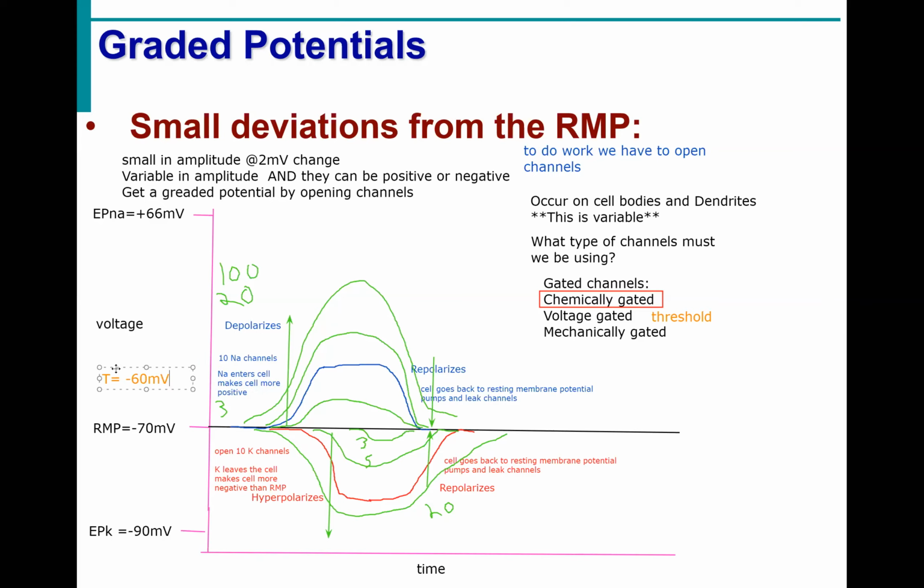The thing with a voltage gated channel is that when it reaches threshold, it opens. So if we get the cell, and let's go ahead and draw our line here in pink, if we were to get our cell up to negative 61 millivolts, how many of our voltage gated channels would open?